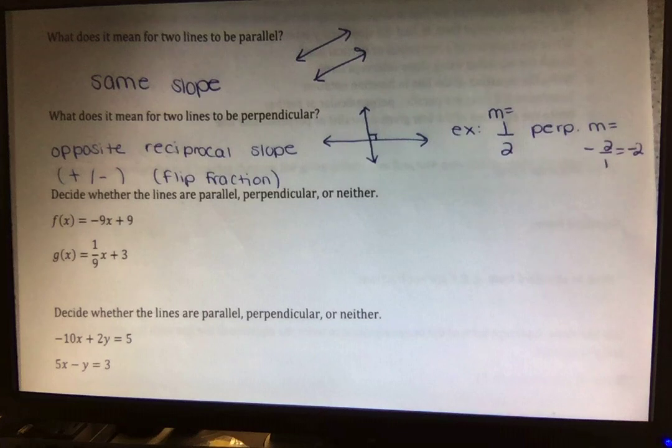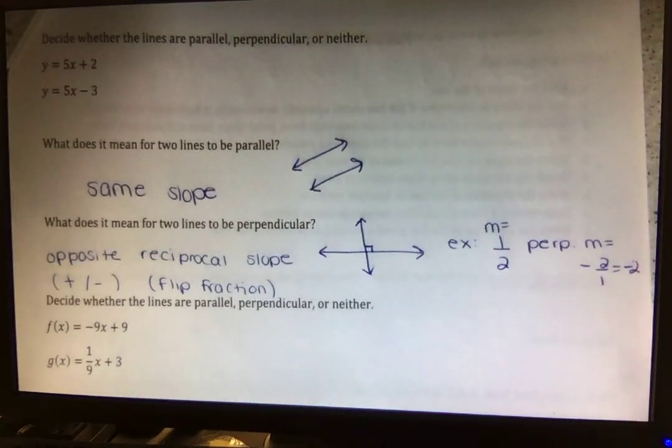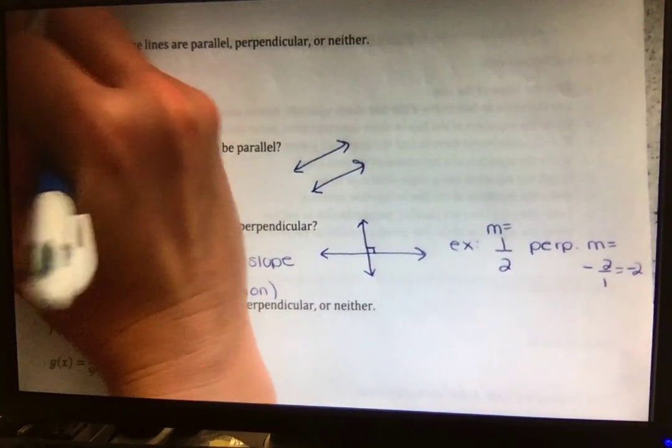I didn't forget that first one. Come back to it. All right, so going back to this first example, decide whether they're parallel, which we know is the same slope, perpendicular, which we know is opposite reciprocal slopes, or if they don't fit either condition, then it's going to be neither one of them. So if we have y equals 5x plus 2 and y equals 5x minus 3, are these in slope-intercept form? Yes, they're already in y equals mx plus b form for us.